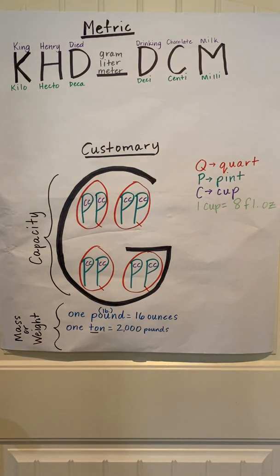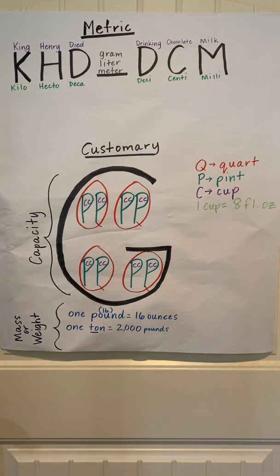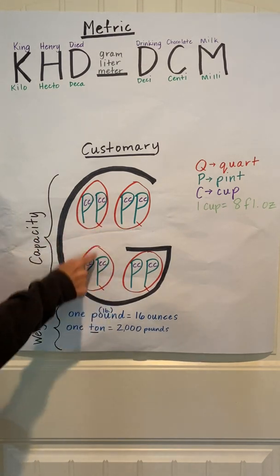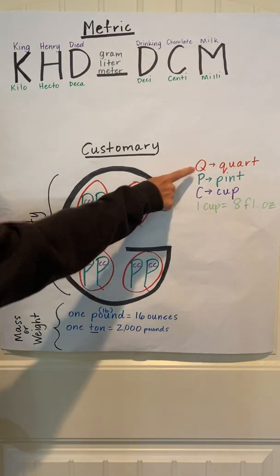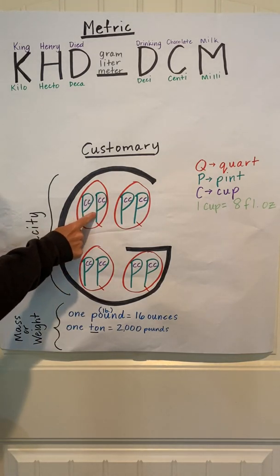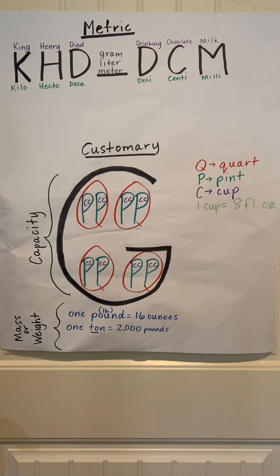When we're considering customary units of measurement, particularly for capacity, one easy trick to use is to draw one big G representing 1 gallon. 1 gallon contains 4 quarts. That's why there are 4 Qs. Each Q represents 1 quart. Within each quart, there are 2 pints. Within each pint, there are 2 cups.